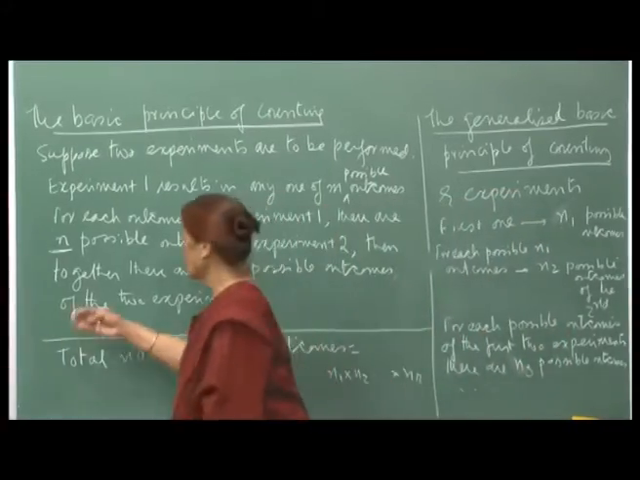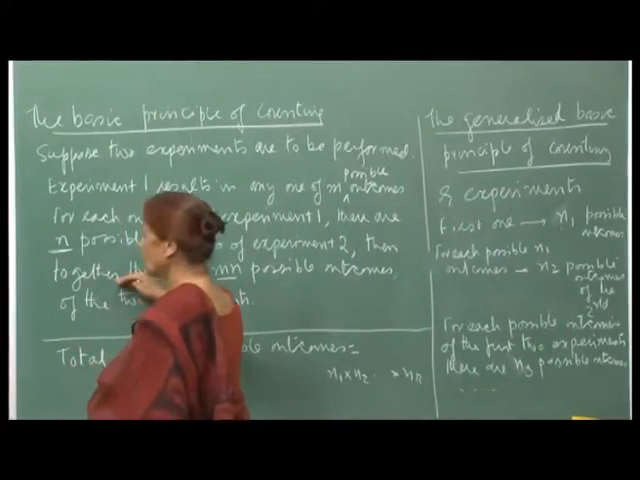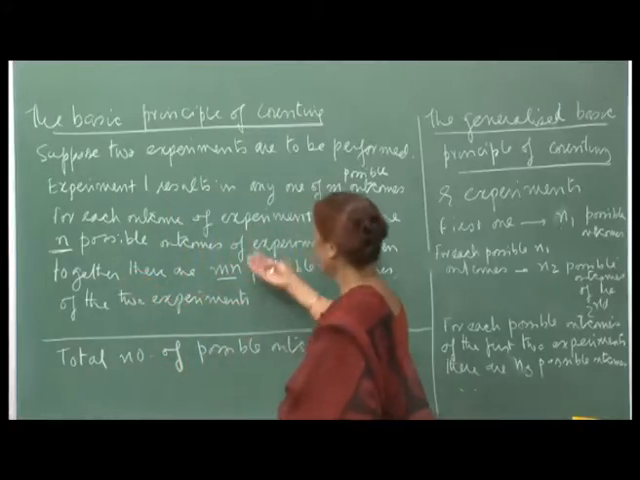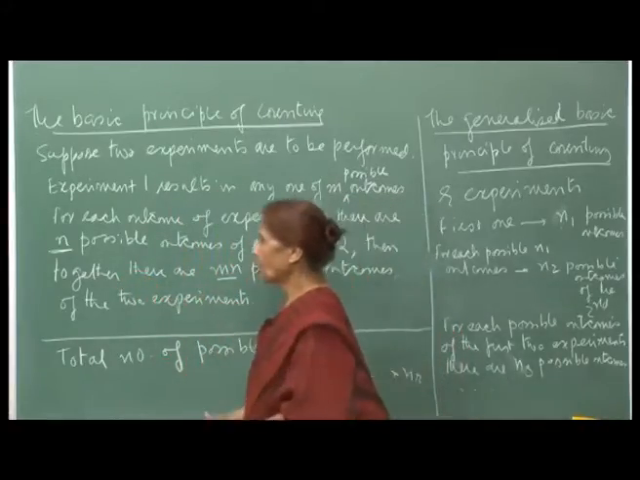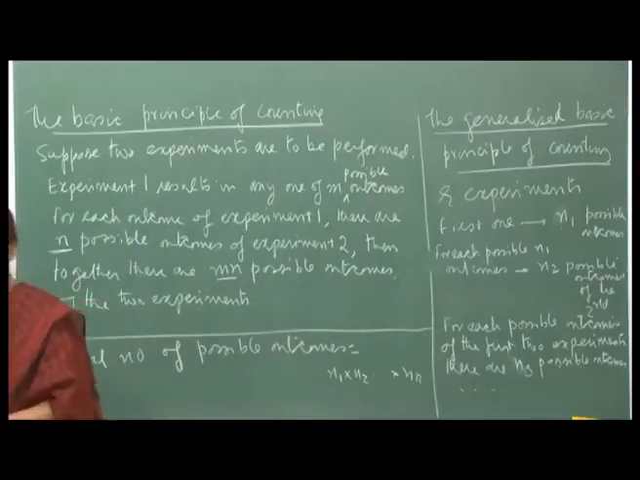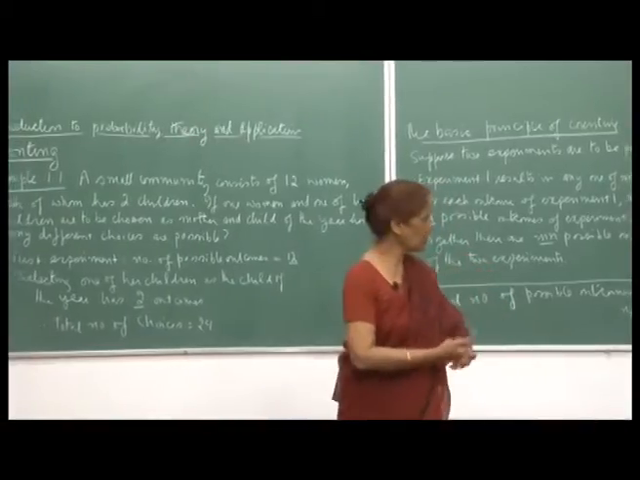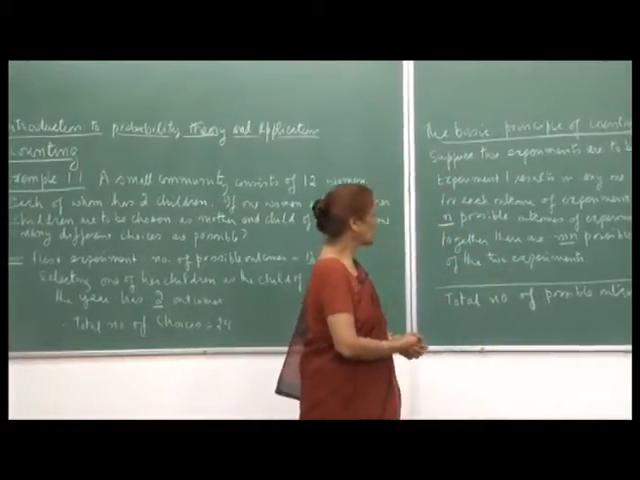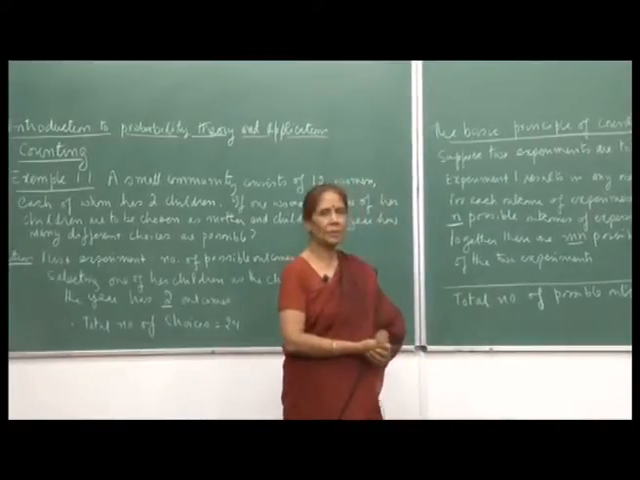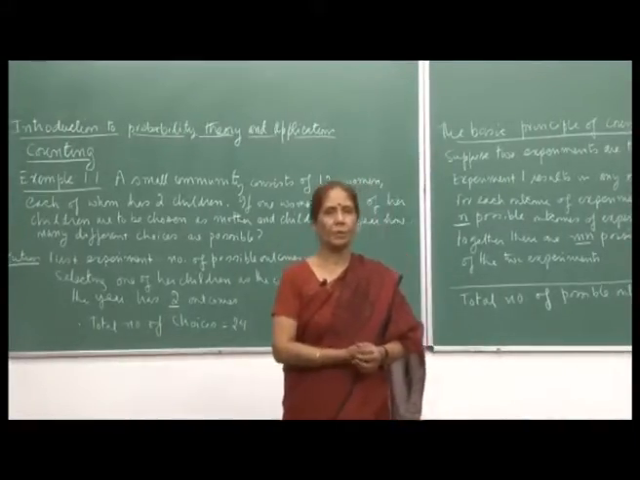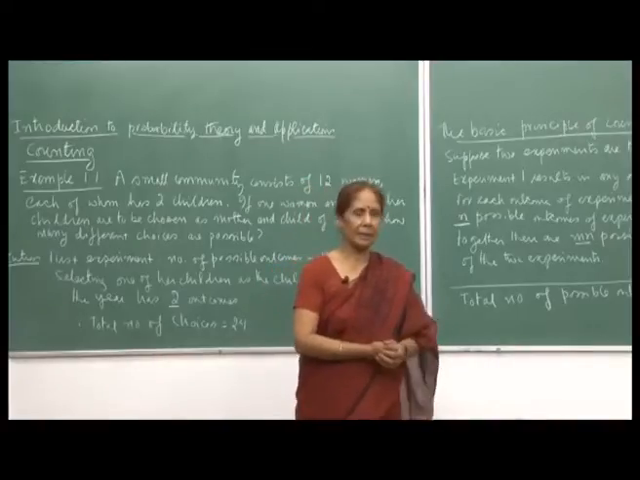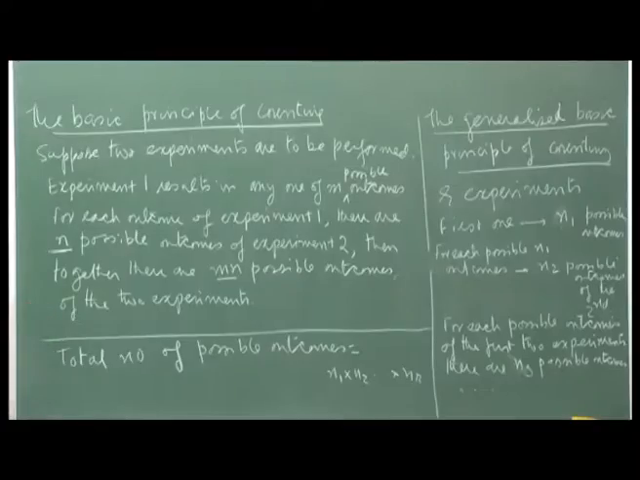I hope that once you understand this basic principle of counting, things become simple, because you have to first find out what the possible outcomes are, and then, when we define the concept of an event, we will try to find out in how many ways a particular event can occur. So, here the total number is this.